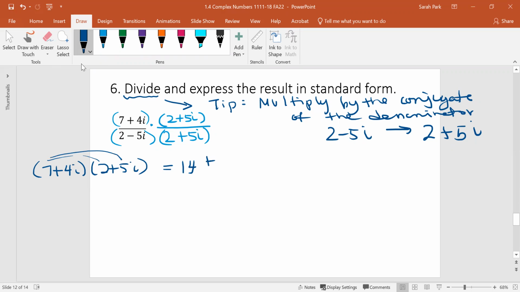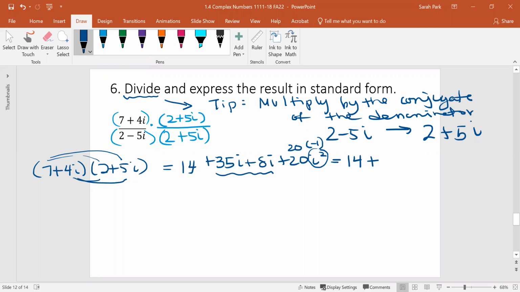7 times 5i, which is 35i. 4i times 2 is positive 8i, and then 4i times 5i is 20i squared. Well, we know i squared is -1, so that becomes 20 times -1. Let's add the like terms: 35i plus 8i is 43i. And we know 20 times -1 is -20. So the top part simplifies to -6 plus 43i.